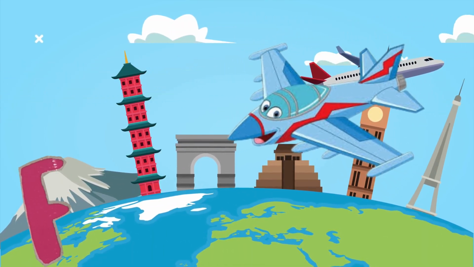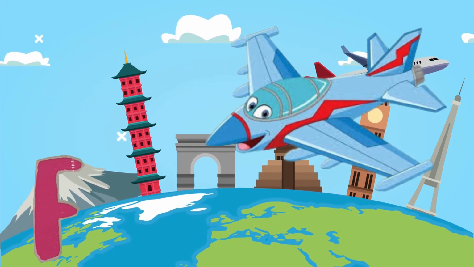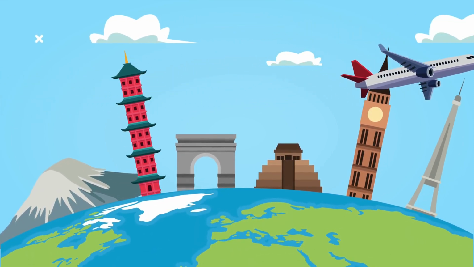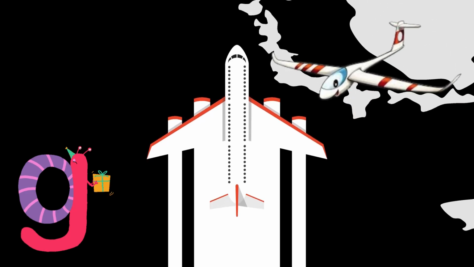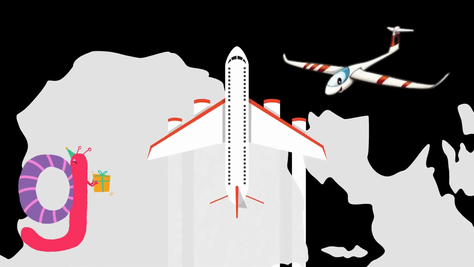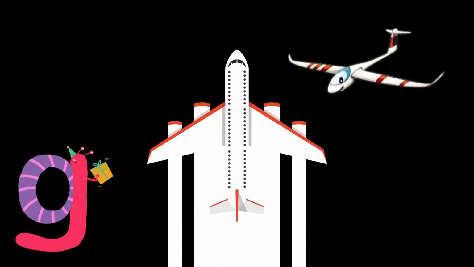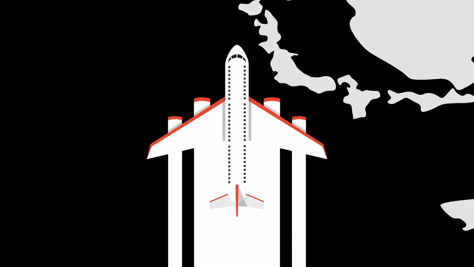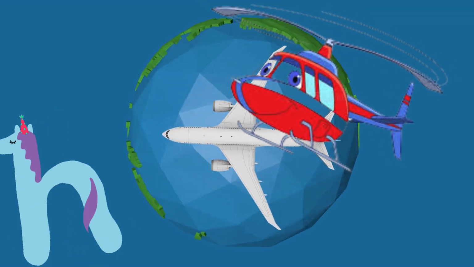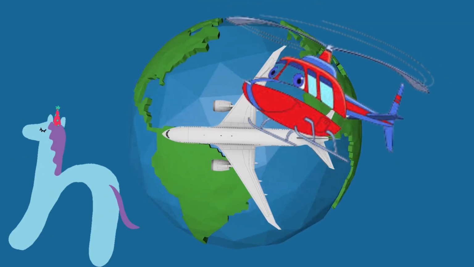F is for fighter jet. Fighter. Zooming through skies. A true igniter. G is for glider. Glider. Floating on air, a smooth provider. H is for helicopter. Heli. Hovering above. Steady and silly.